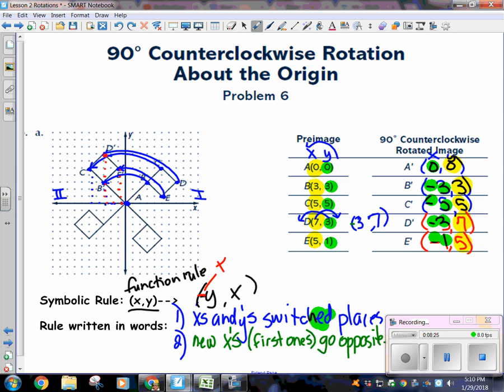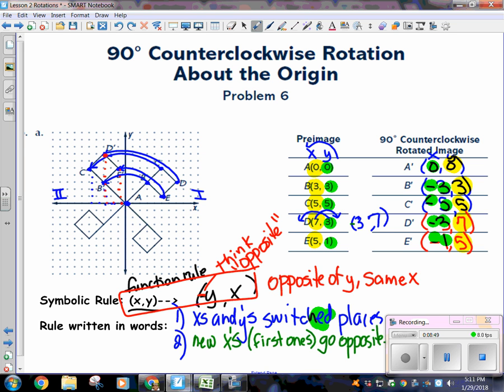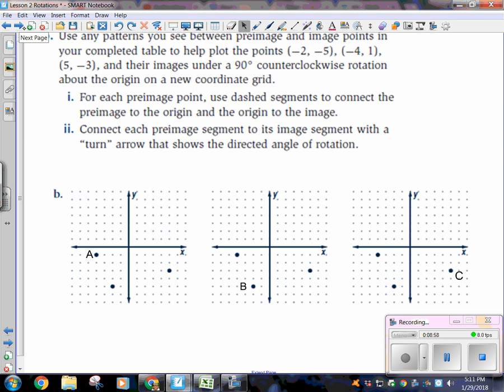But I want you to think of that as opposite. So we're actually going to say opposite of y, comma, same x. Opposite of y, comma, same x. Okay? So that's our rule. That's our pattern. This is the big key thing that you're going to see again and again and again. It's called our function rule. We have to understand how to write it and then how to use it. All right, let's go on to the second page.